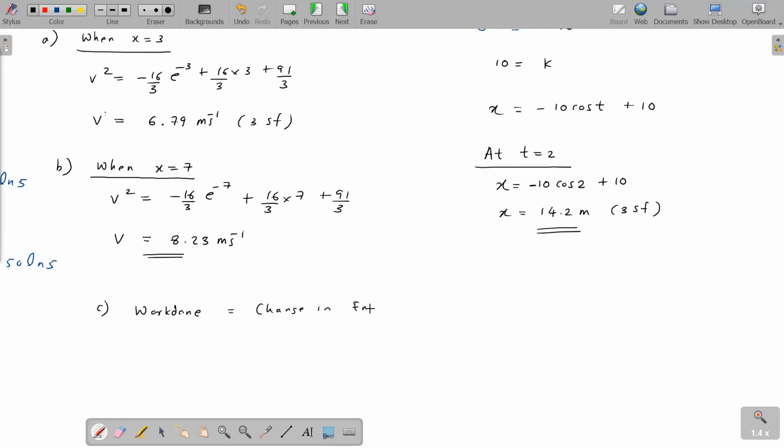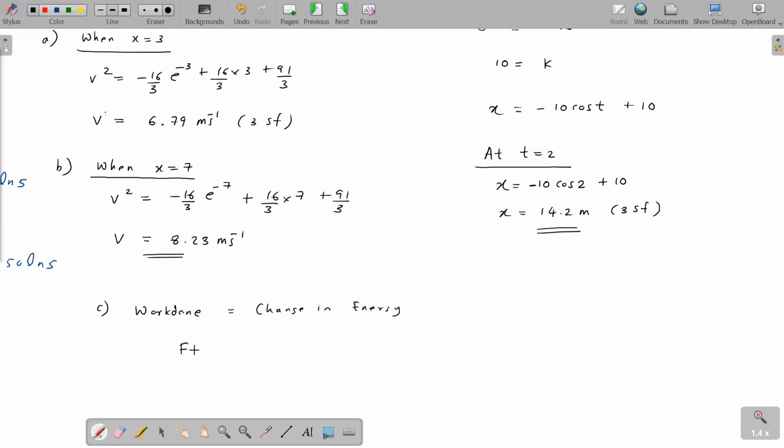In this case, you have kinetic energy, right? So basically, you could get the change in energy, or else let me show you. You could get half mv square minus half mu square at x equals 7 and x equals 3, right? Or else, just to show you how this actually works.